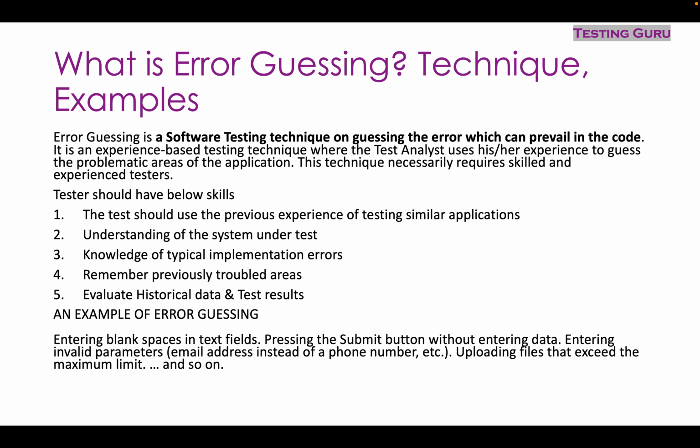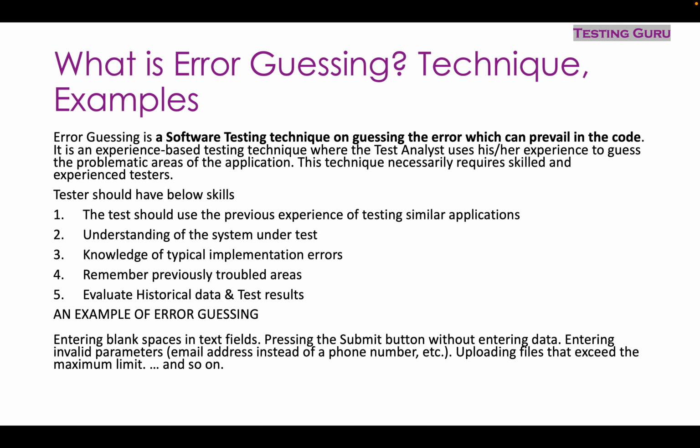Error guessing is a software testing technique of guessing the errors which can prevail in the code. It is an experience-based testing technique where the test analyst uses his or her experience to guess the problematic areas of the application. It is mainly based on guessing the area of the error, like where can I get the errors. This comes from experience, so that's the reason it is considered an experience-based testing technique. The technique necessarily requires some skills and experience of the testers.